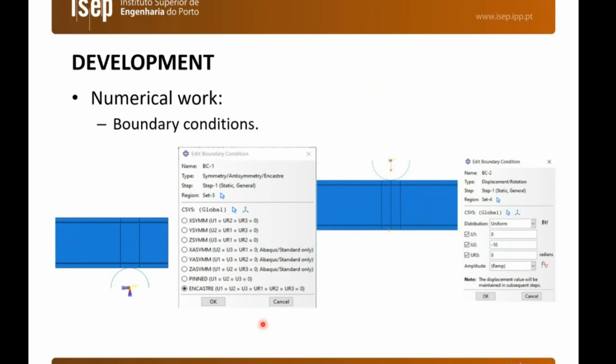Some details about the boundary conditions. Here we can see that the supporting punches are clamped. These are the lower punches. They are clamped at the reference point of the analytical rigid surface that we consider to model the punches, while the loading punches are subjected to a displacement. So this is a displacement control, as in the experiment, of 10 millimeters in the y direction, while we fix the horizontal direction, and we also fix the rotation in the out-of-plane direction.